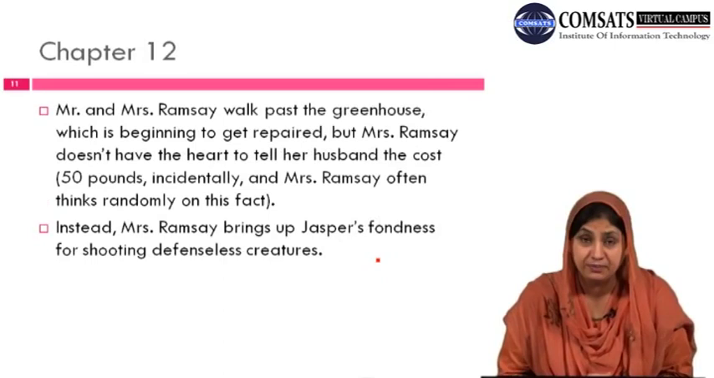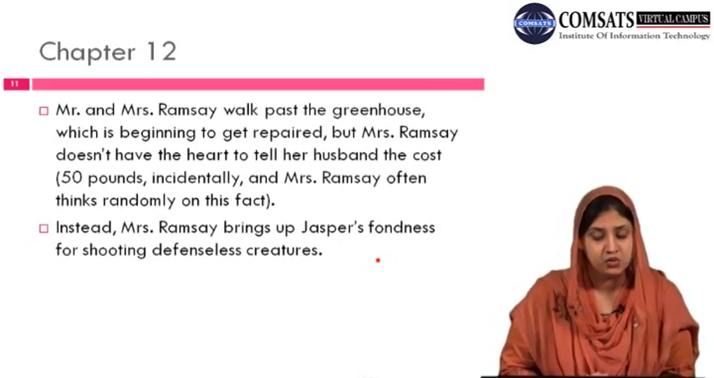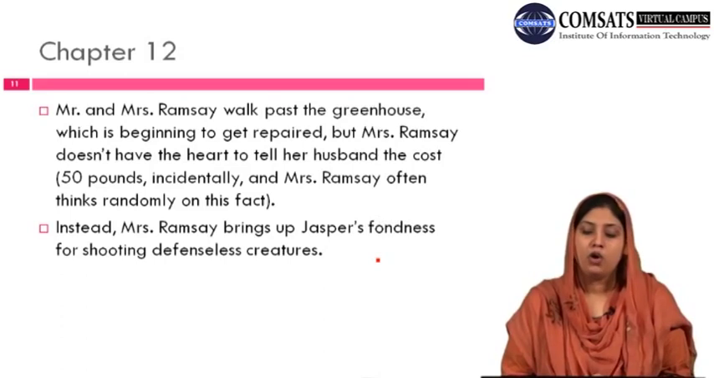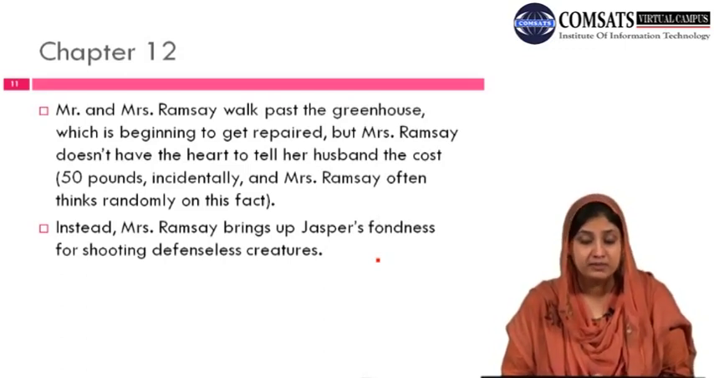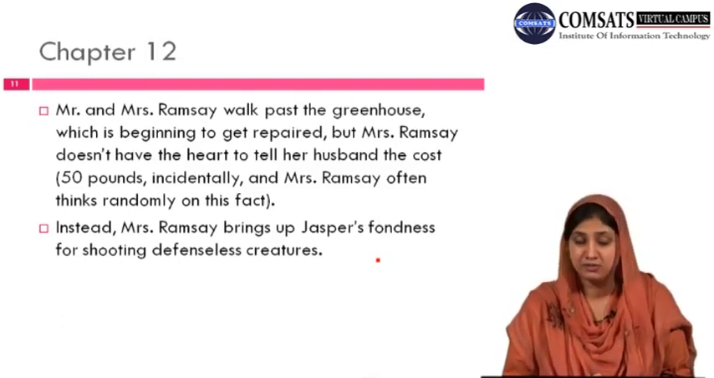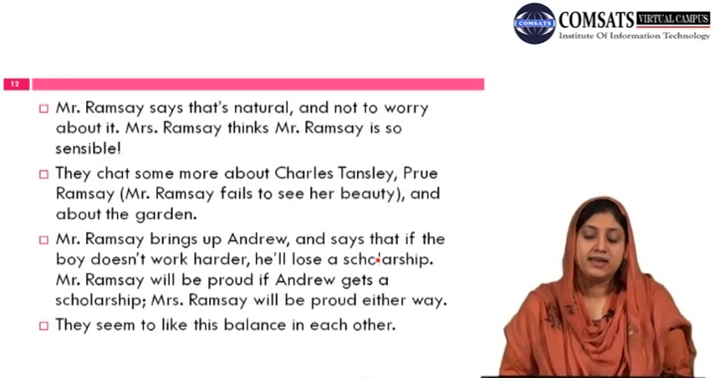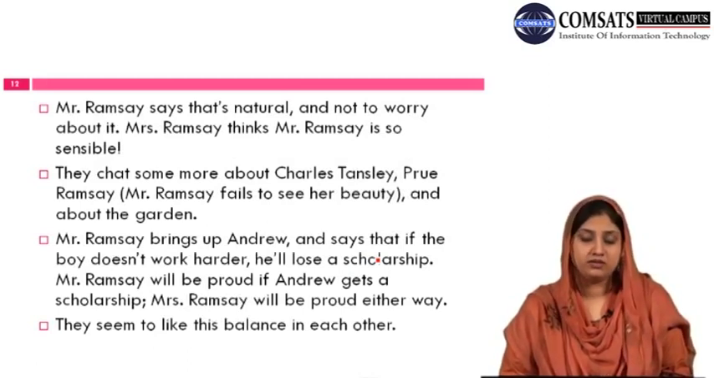And this makes us start chapter 12, and we see what major actions the Ramsays get into in this chapter. Mr. and Mrs. Ramsay walk past the greenhouse, which is beginning to get repaired, but Mrs. Ramsay doesn't have the heart to tell her husband the cost, £50 incidentally, and Mrs. Ramsay often thinks randomly on this fact. Instead, Mrs. Ramsay brings up Jasper's fondness for shooting defenseless creatures. Mr. Ramsay says that's natural and not to worry about it. Mrs. Ramsay thinks Mr. Ramsay is so sensible.